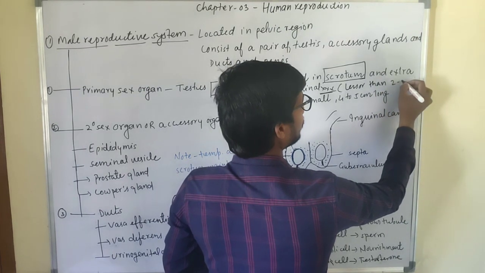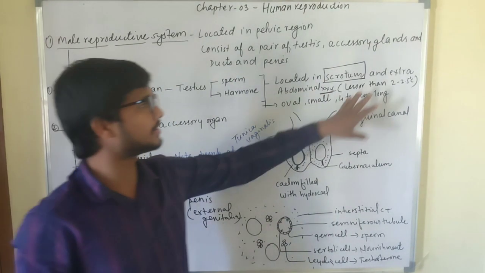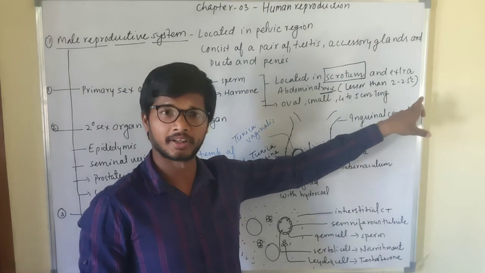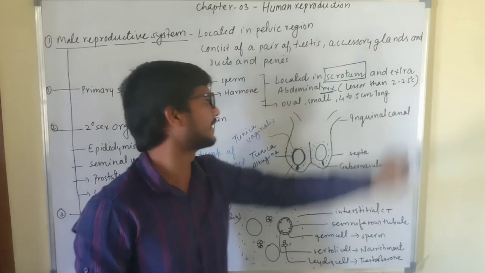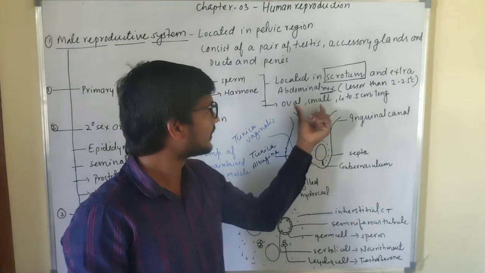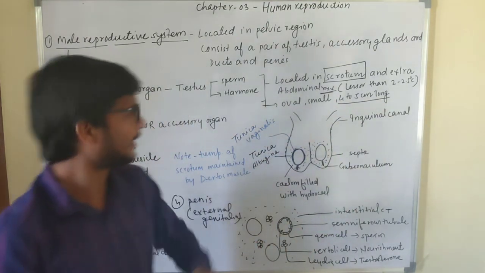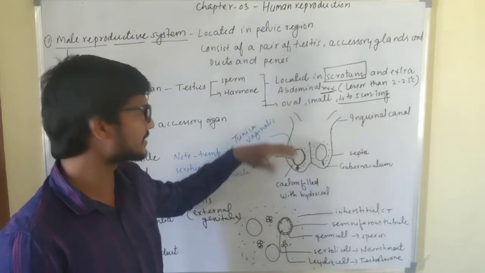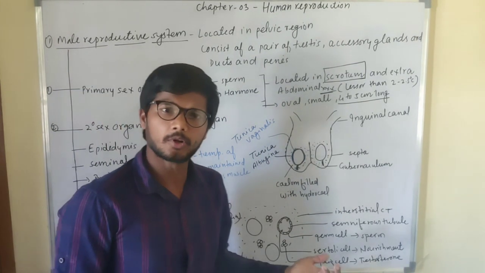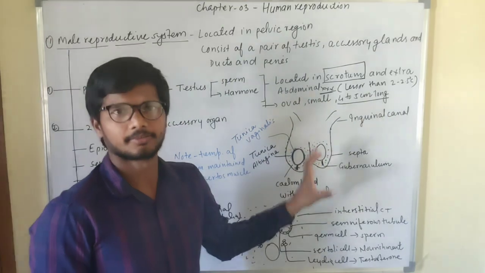We can say it is 2 to 2.5 degrees centigrade lower than the body temperature. Normally we consider 2 degrees centigrade here. And the testis, as we know, is a pair, oval, small, and 4 to 5 centimeters long. The testis is the primary sex organ, oval in shape. It is a paired structure, extra abdominal, outside the body, and a small structure 4 to 5 centimeters long.